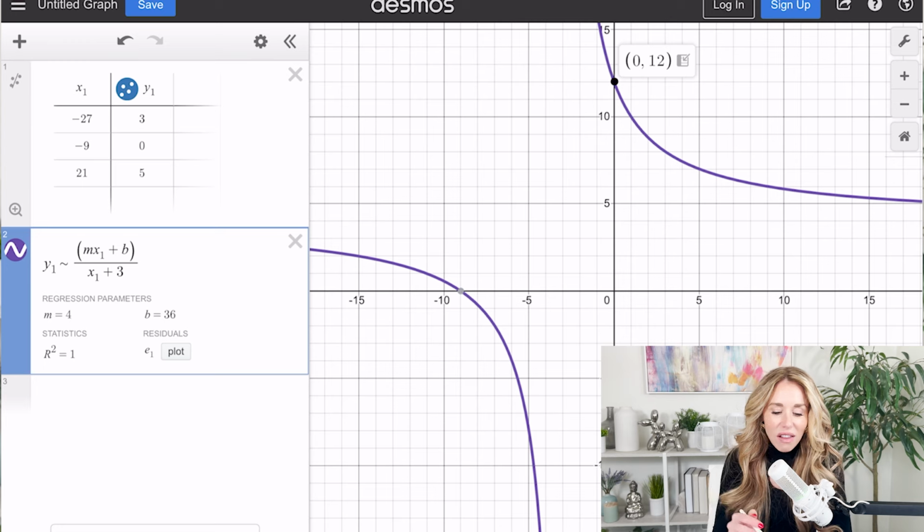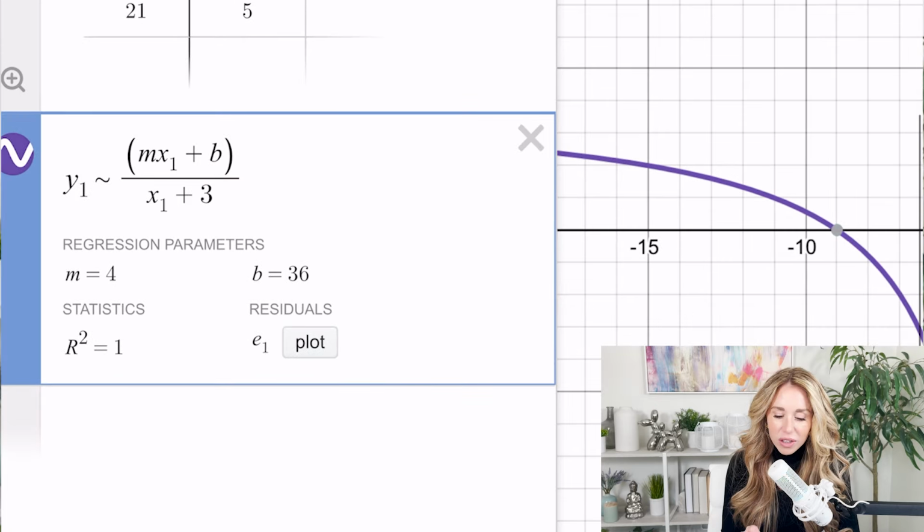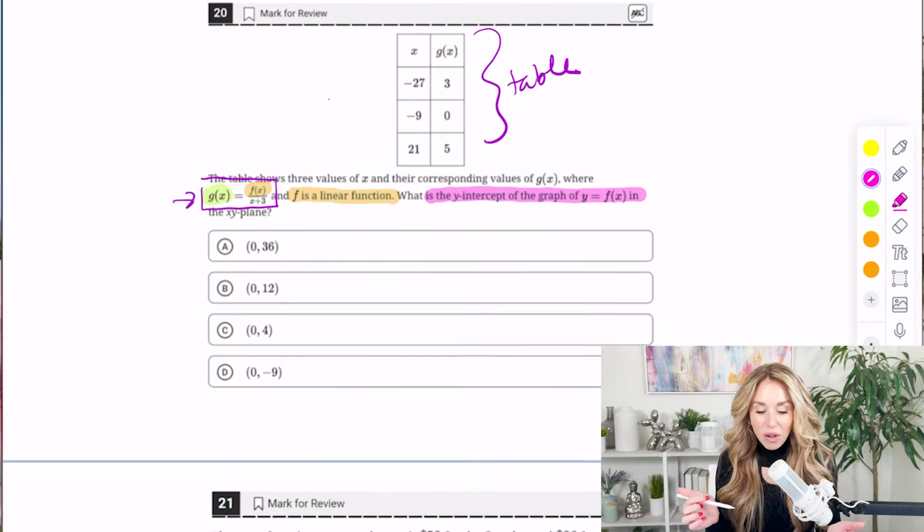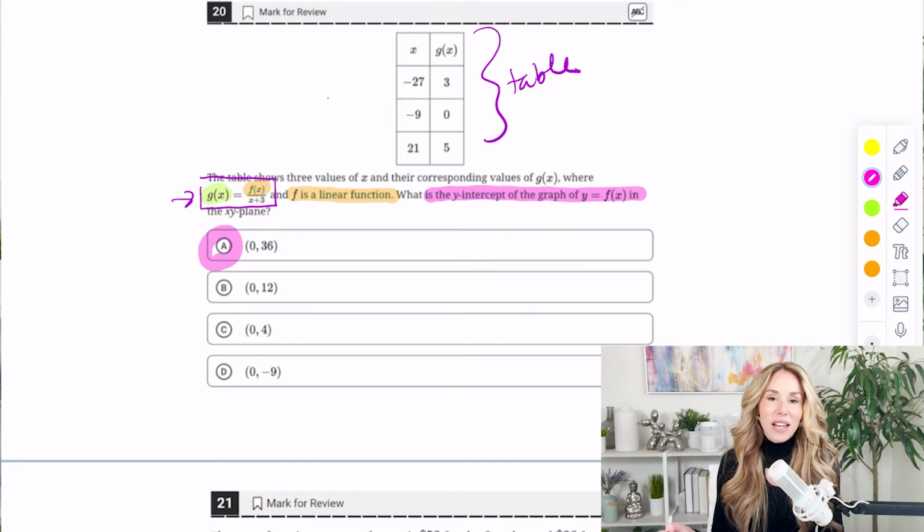F of x is the line. Remember, guys, f of x is the top part of that. It's the mx1 plus b. So as you can see, if we go over, there's regression parameters, and Desmos tells us what the y-intercept of the line is. It says b is 36. So it did all the work for us, and then we just know the answer is A.